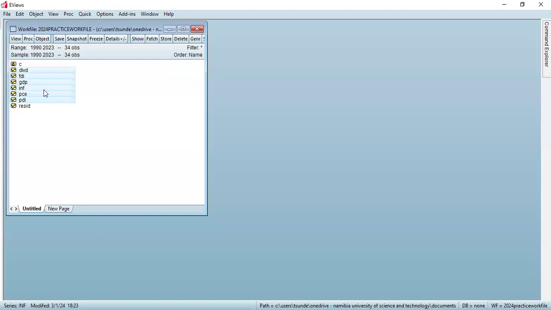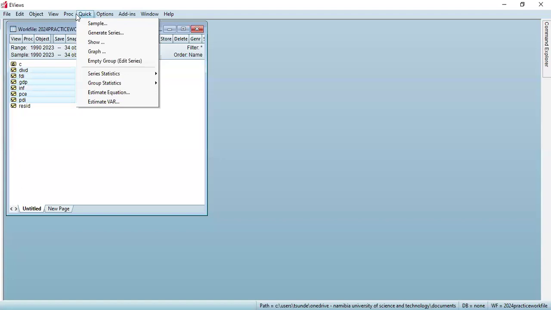So these are variables, right? I said, if you want to graph them, you go to quick. We just want to graph these variables as they are. You go to quick, then you go to graph. Right, graph. Then when you are here, you just click OK.